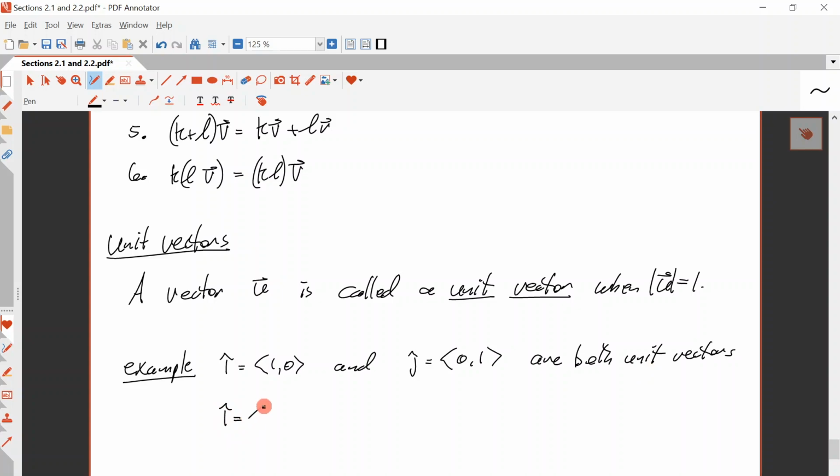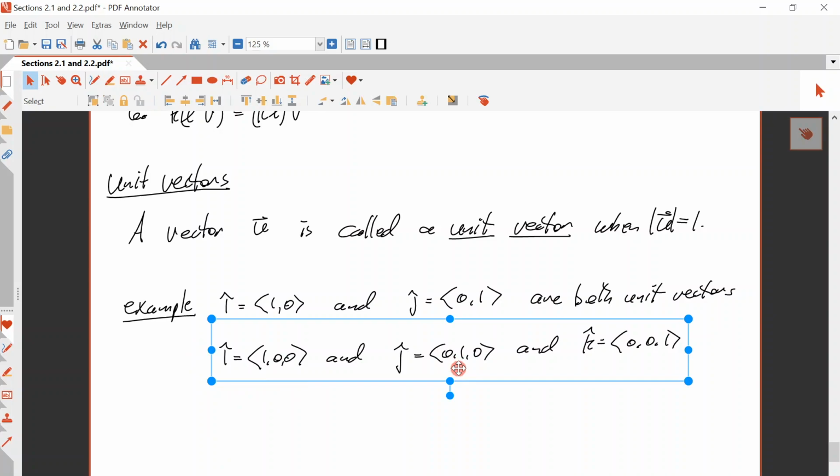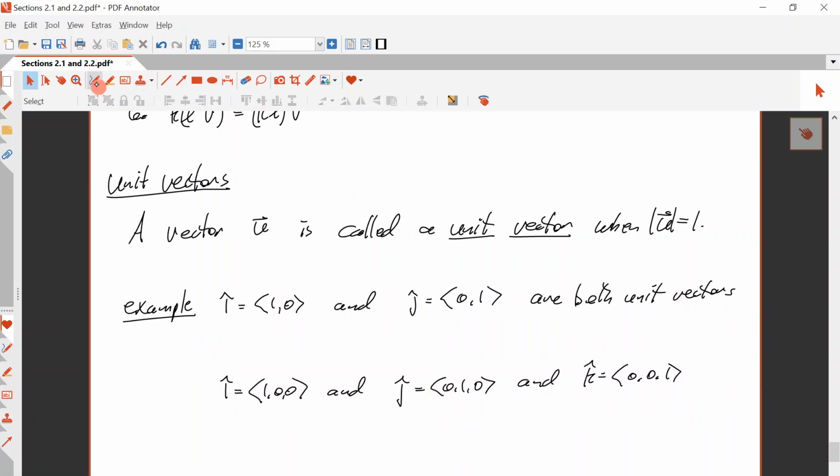In 3D, i hat is (1, 0, 0), j hat is (0, 1, 0), and k hat is (0, 0, 1). Both are unit vectors in 2D, and these are all unit vectors in 3D.